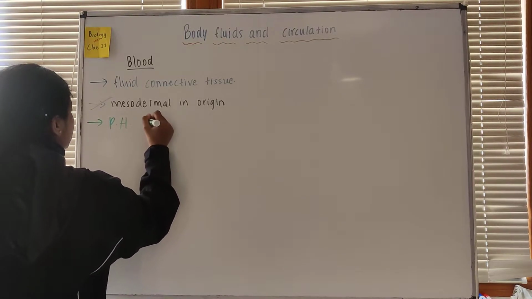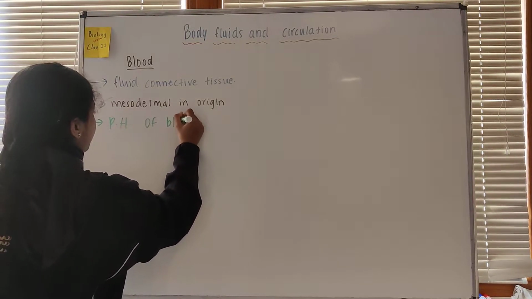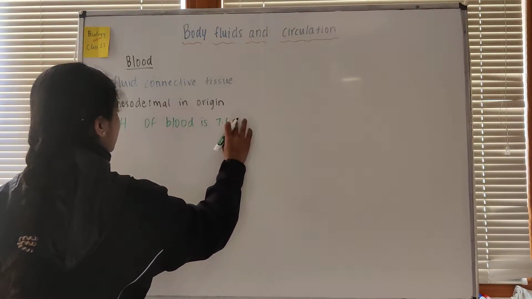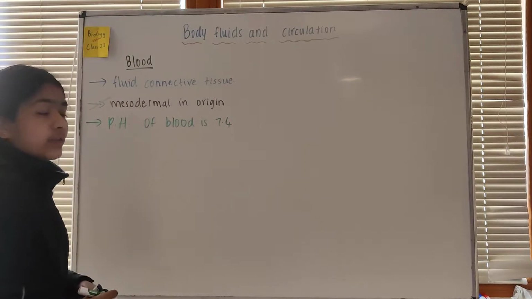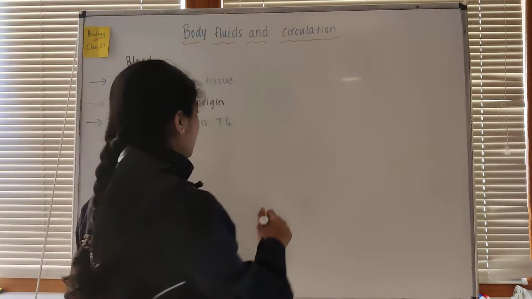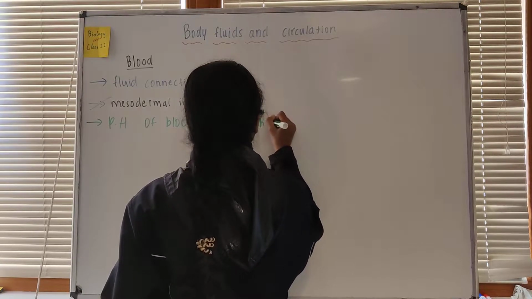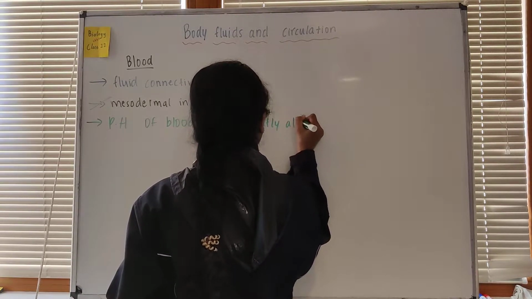The pH of blood is 7.4. So it's around 7.4. That means it is slightly basic or alkaline. So it is slightly alkaline.